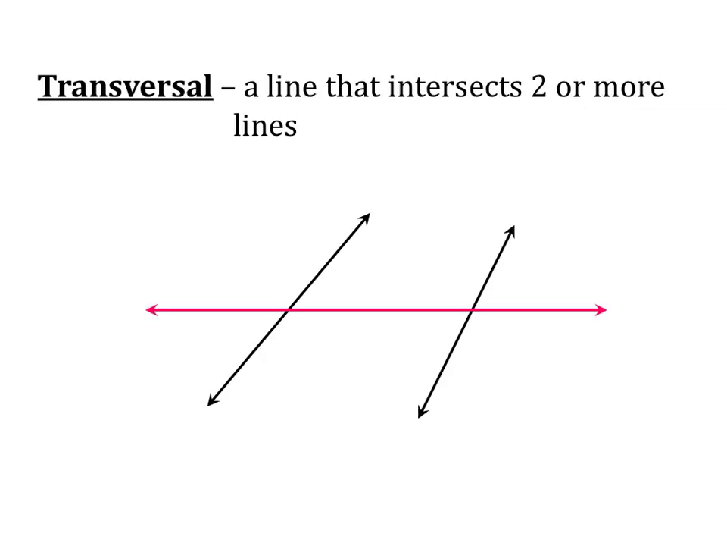Now, a new vocabulary word we're learning is transversal. A transversal is a line that intersects two or more lines. In the picture here, this pink line that hits both of our black lines is a transversal. And with transversals, we have a lot of new angle relationships.